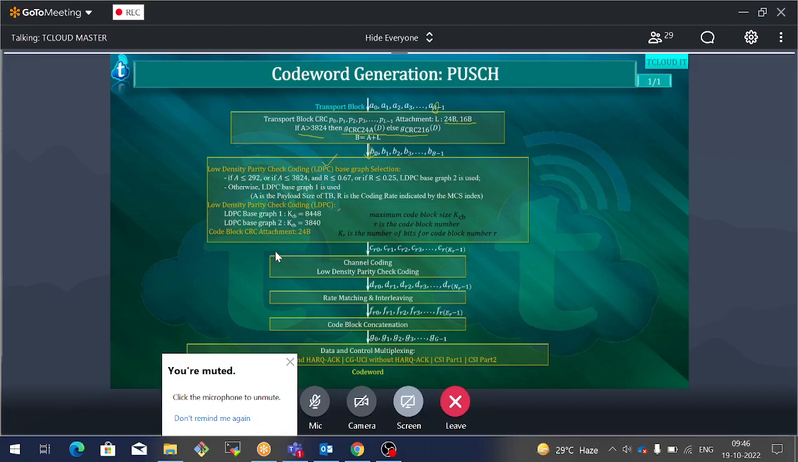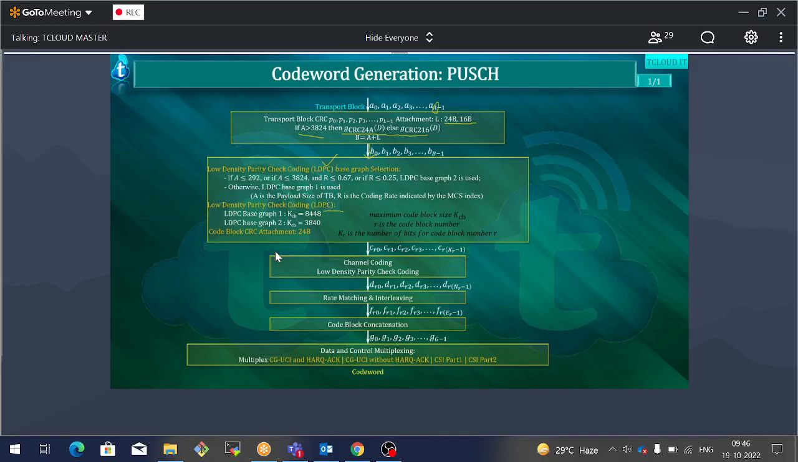Once it is sent to the next box, you are using LDPC coding. By using the LDPC block sizes, you do the division depending on which base graph has been chosen. This is again configured. So you divide the higher layer data into multiple small pieces, and for each piece you attach a 24-bit CRC for separate identification. Then we have the channel coding, rate matching and interleaving, code block concatenation, all those things would take place.